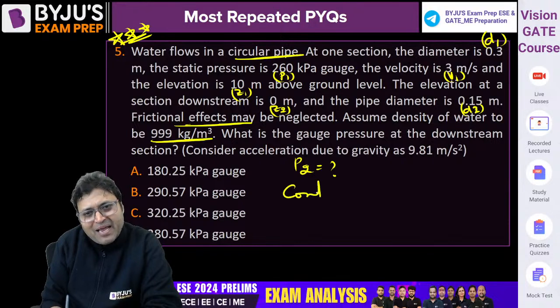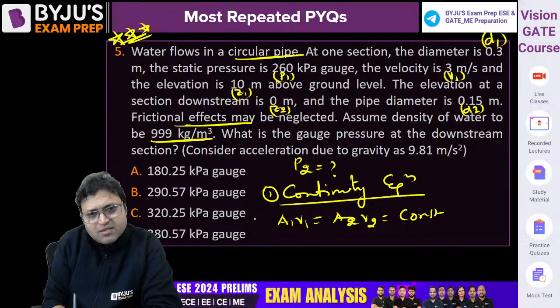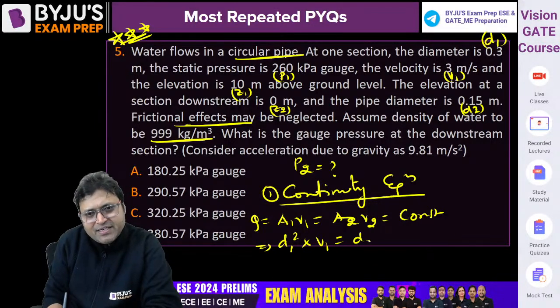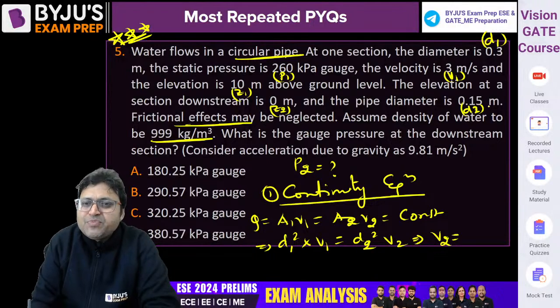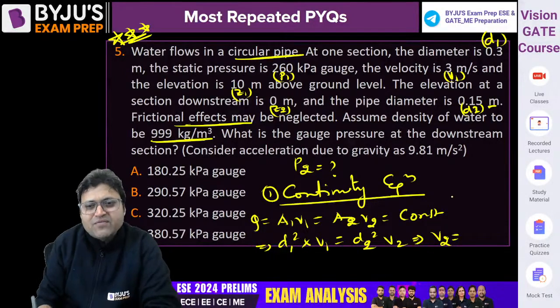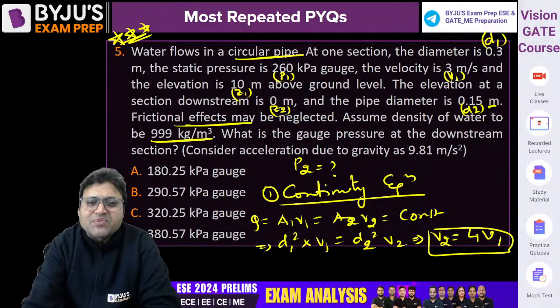So P2 is to be calculated. If we apply the continuity equation, we can say A1 V1 is equal to A2 V2 is constant, that is Q. Or we can say D1 square into V1 is equal to D2 square into V2. So V2 will become, because D2 becomes half of D1, 0.3 becomes 0.15, V2 becomes 4 times V1, isn't it? V2 will be 4 times V1.